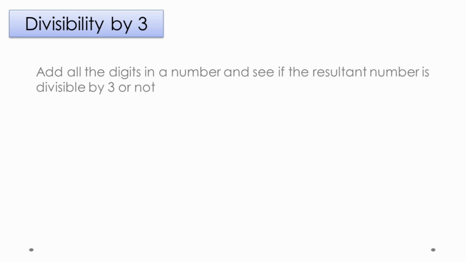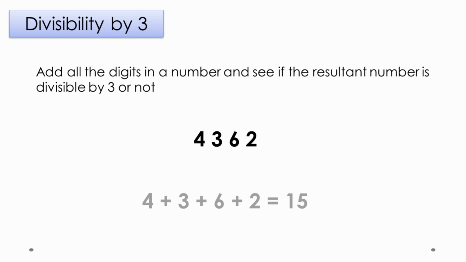In the divisibility test for 3, we need to add all the digits in a number and see if the resultant number is divisible by 3 or not. Let's take a number 4362. Now adding all the digits of the number, 4 plus 3 plus 6 plus 2, we get 15. And 15 is divisible by 3. So the number 4362 is divisible by 3.